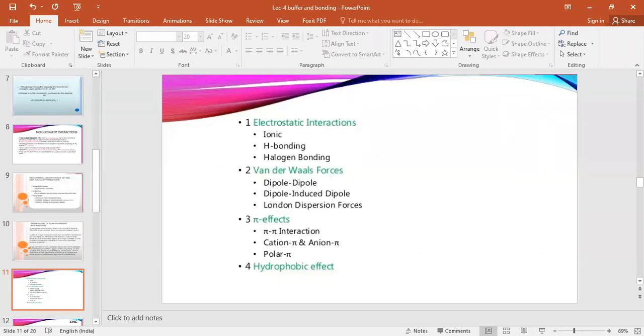There is no need to go into too deep a study of this. Just remember the basic things of the non-covalent bond. That is enough for you. Then the pi effect. Pi interactions include cation-pi and anion-pi interactions, then polar-pi, and the hydrophobic effect.